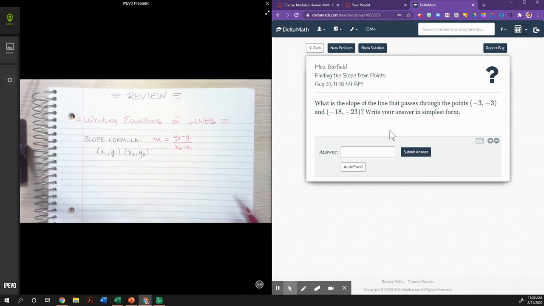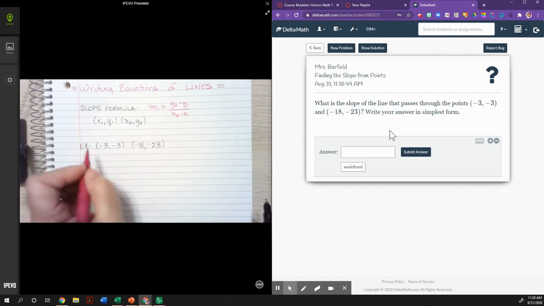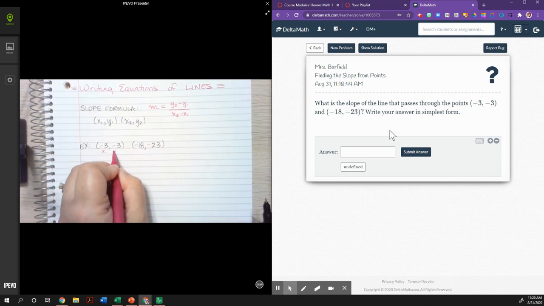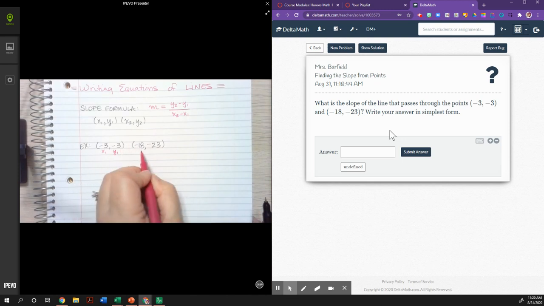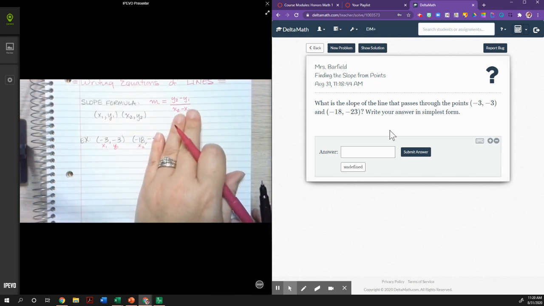All right, so let's look at our example. They want me to find the slope, and they've given me (-3, -3) and then (-18, -23). If you want to find the slope, I tell all my students when I teach this topic for the very first time, you want to label these points. So x1, y1, x2, y2. If you'll just take the time to make that simple step, then when you plug it into the formula, you won't struggle.